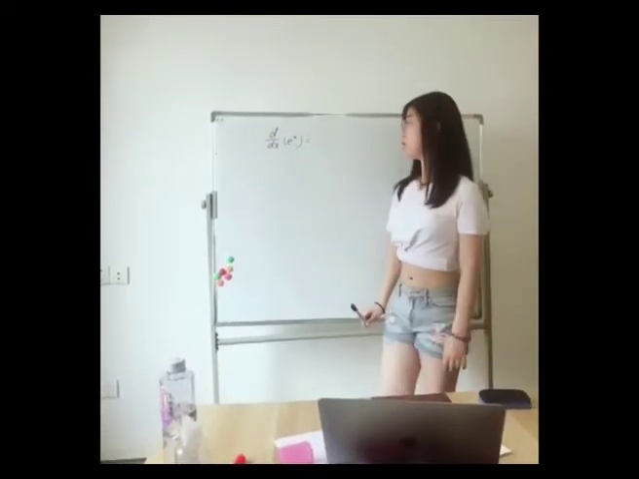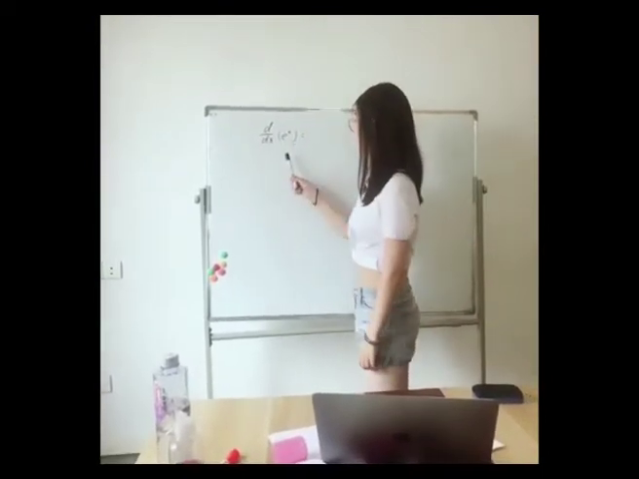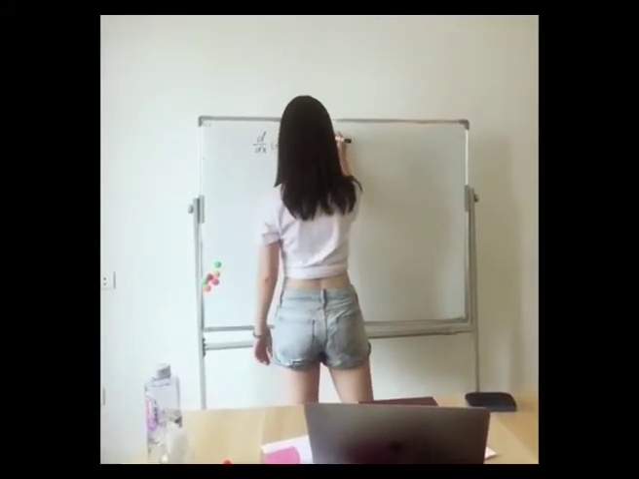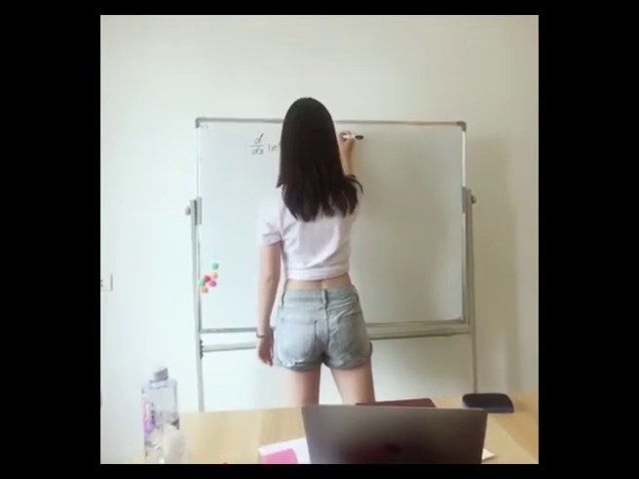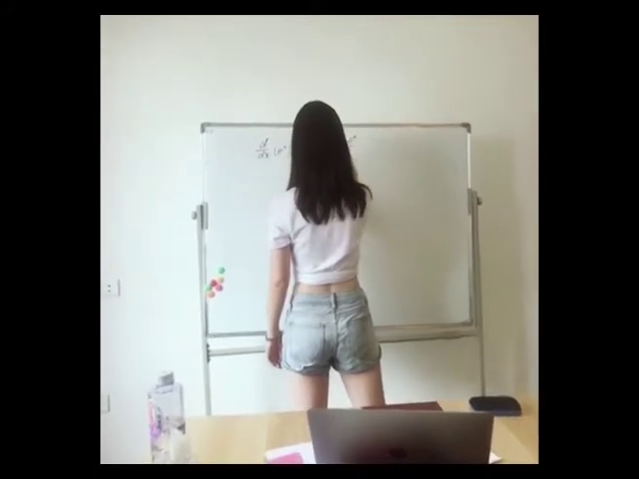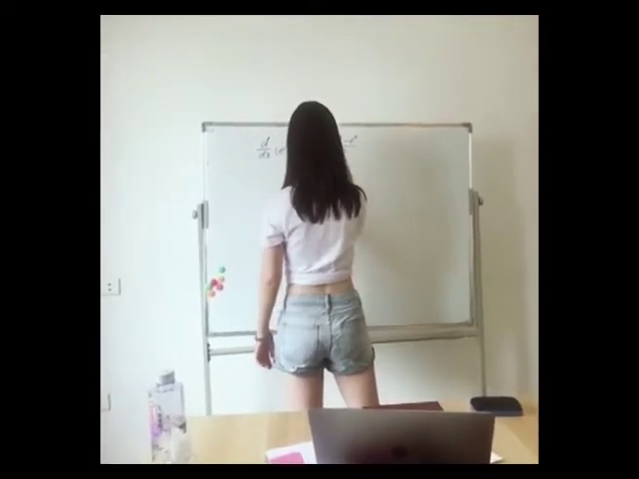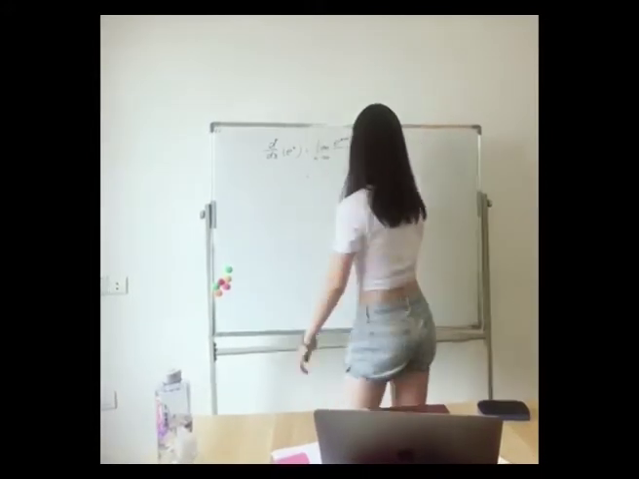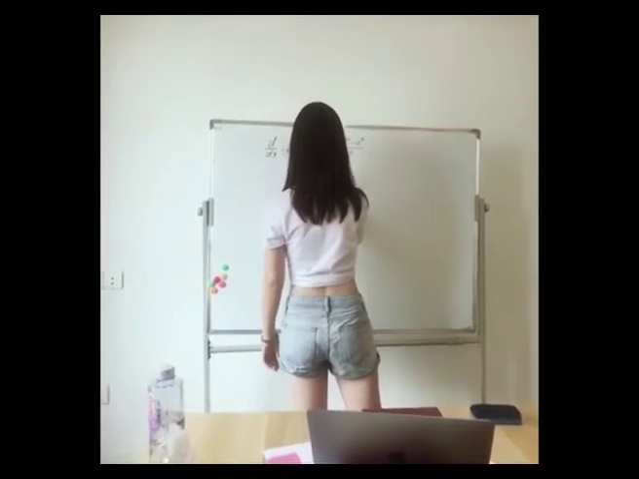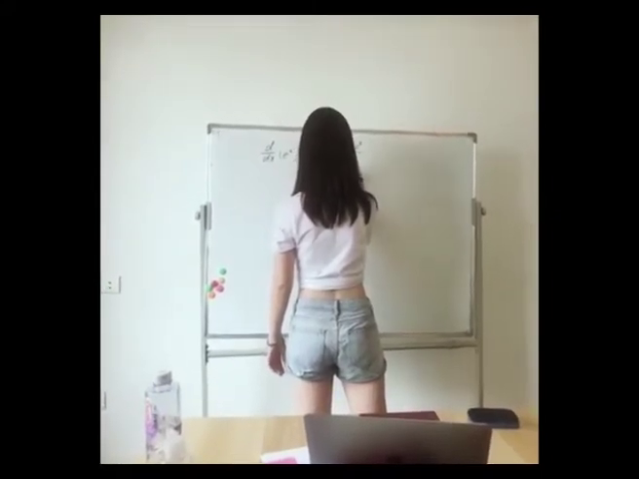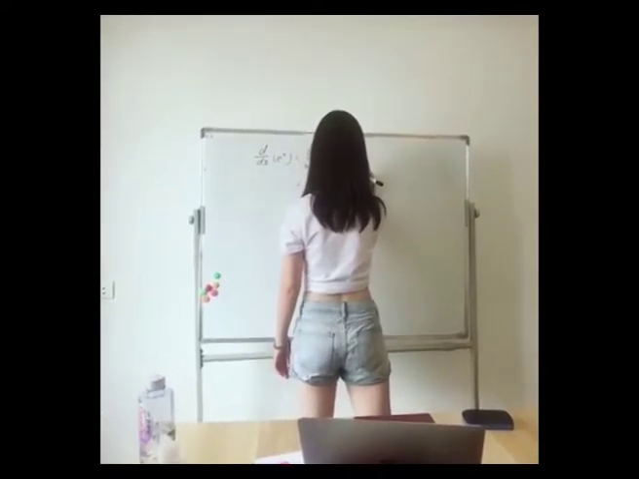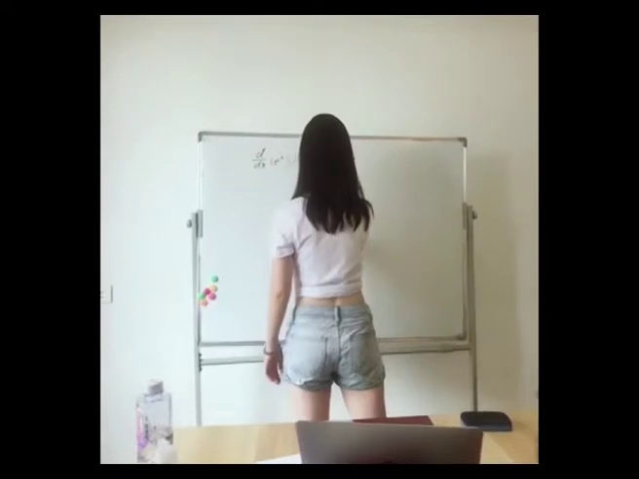If we want to find the derivative of the exponential function, we should find the limit of (e^(x+h) - e^x) / h when h approaches 0. In the next step, we get the limit of (e^x times e^h - e^x) / h.